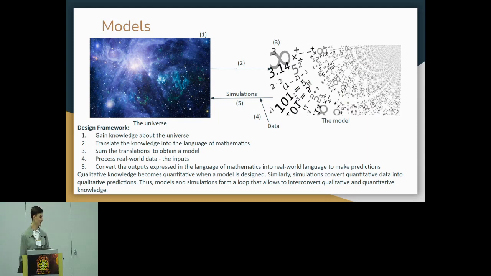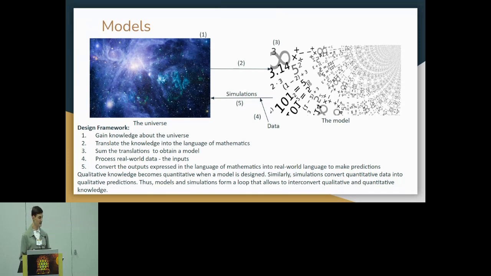Gain some knowledge from the universe, which is represented by 1. We need to translate this knowledge into mathematical language, which is represented by 2. Then when we have equations that can be gathered together, we obtain a model, which is represented by 3. Then we can use the model with real-world data, which is called inputs, that is analyzed by the model, which is represented by 4.